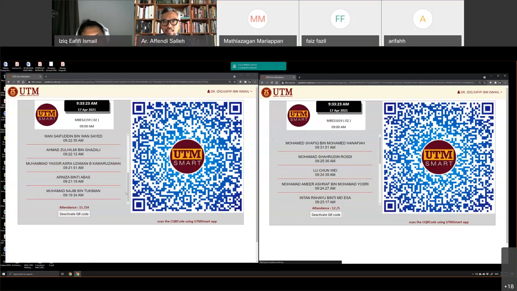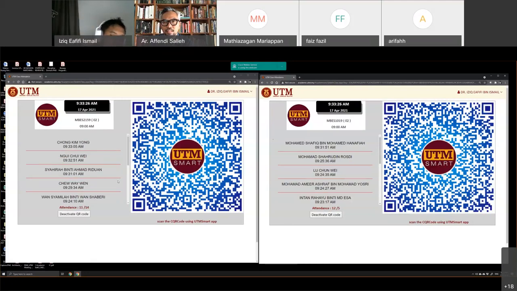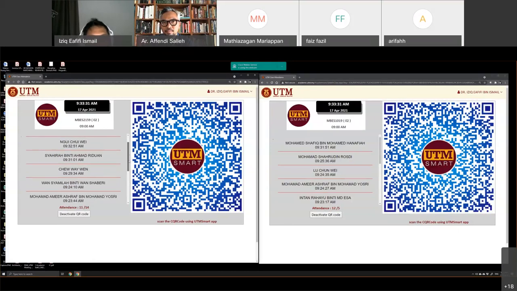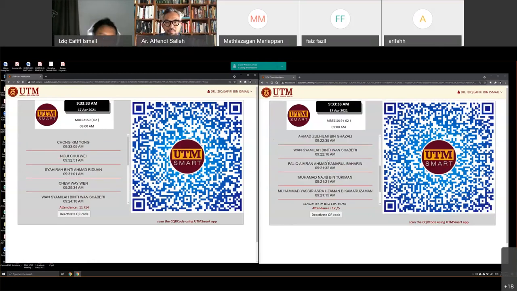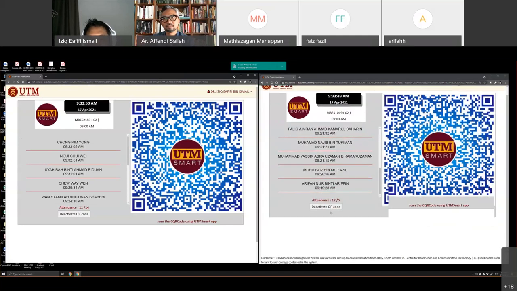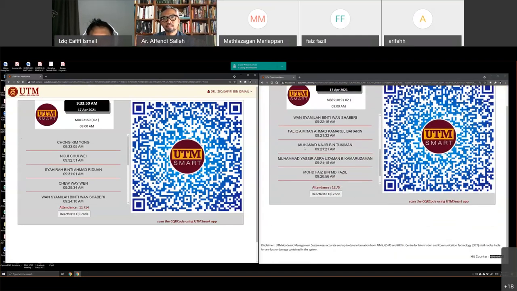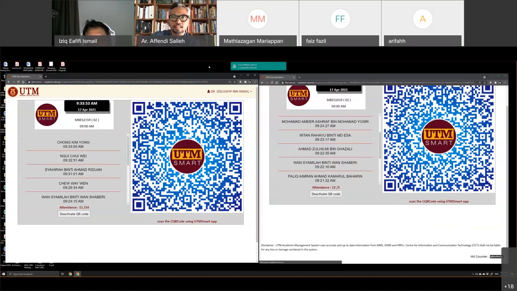Okay, students, please scan your QR code, thesis students on the left, pre-thesis on the right, before we start our lecture input number 2 by Architect Effendi. Final call before the train moves. Please scan the QR code before I stop sharing. One more minute. We start at 9:35, eh? Sure.